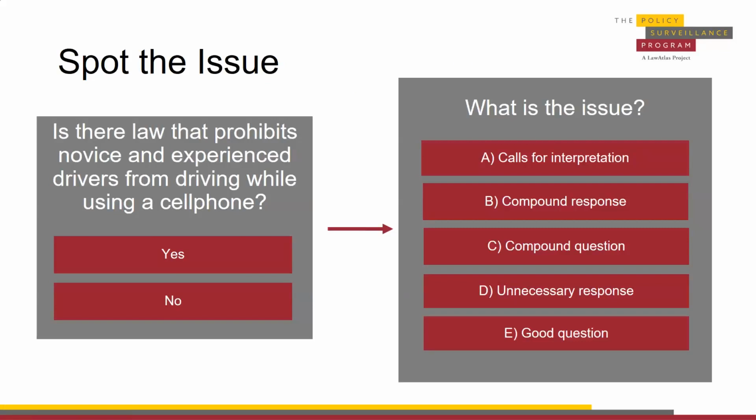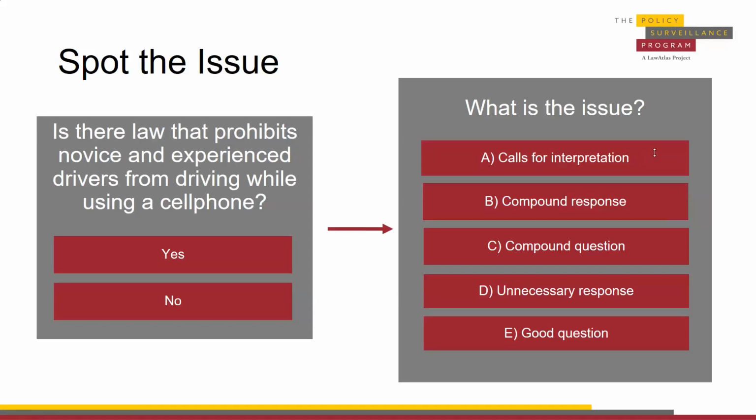So if you're thinking C, you're correct. It is a compound question. The issue here is that the question is aiming to capture novice and experienced drivers. So the "and" may confuse coders, and two different coders may code this in different ways depending on what the law says, because the law may exist around just novice drivers, some just around experienced drivers.